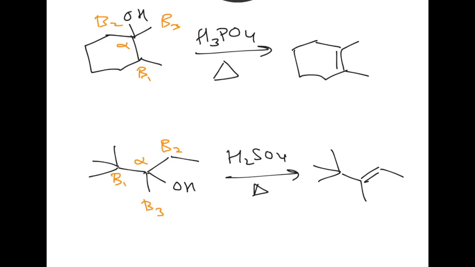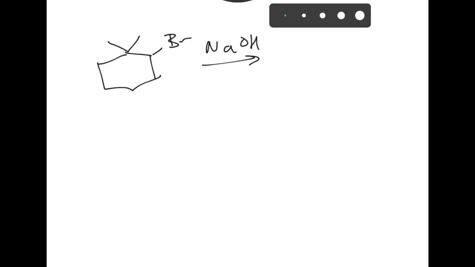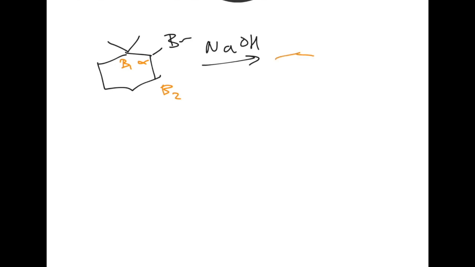Same thing holds true for dehydrohalogenation. If you have this, here's your alpha, beta 1 and beta 2. Your beta 1 has no hydrogens. There's no hydrogen for the base to go grab, so I can't make my double bond to beta 1. So you have to do it that way.